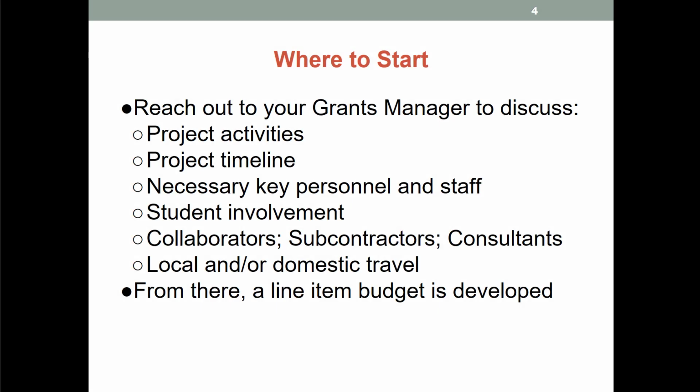So where do you start? Our team encourages faculty to reach out to their grants manager to discuss budget preparation and development. During this meeting, we typically discuss project and research activities, a timeline, key personnel and staff, student involvement, any collaborators, travel, or other direct costs associated with the project. Throughout the discussion, a draft internal line item budget is developed. This collaborative discussion is an important first step in the grant preparation process.